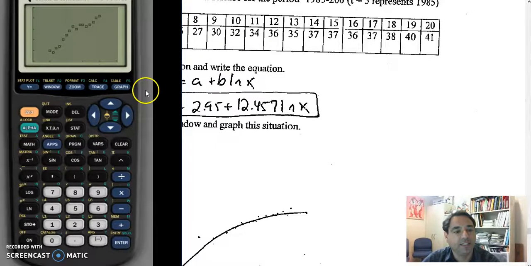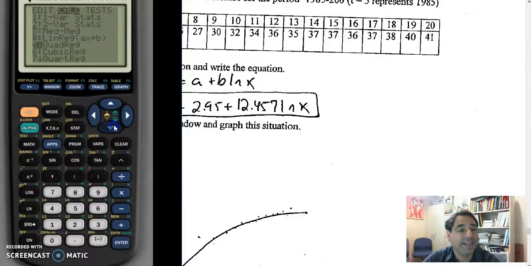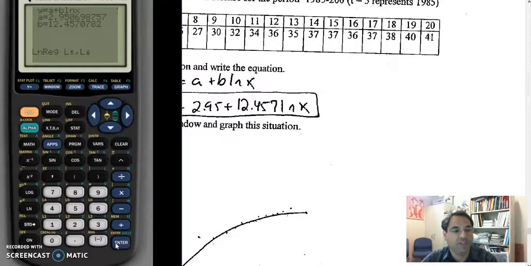Okay? Now to get the line that goes through the data, we're going to do logarithmic regression. Stat, to the right for calculate, looking for ln when we do logarithmic. That's number 9. Enter. Our data is in list 5, second 5, comma, second 6 for list 6. If you have the newer calculator, it asks for list 5, then list 6. You don't need the comma.